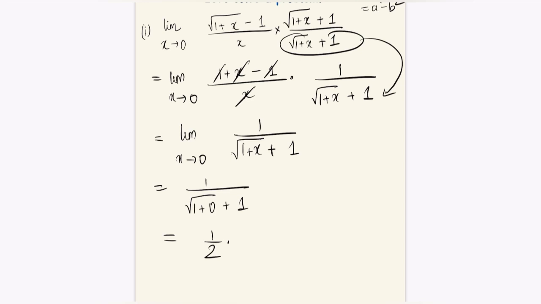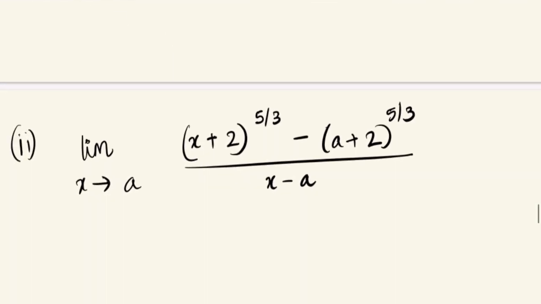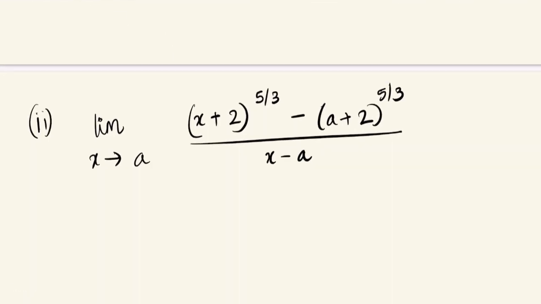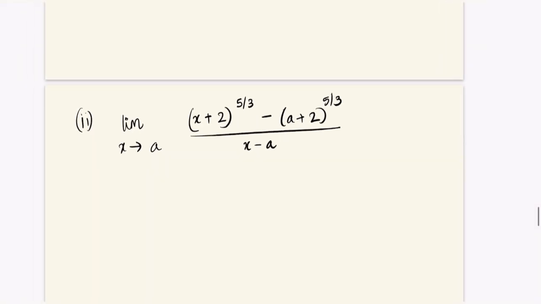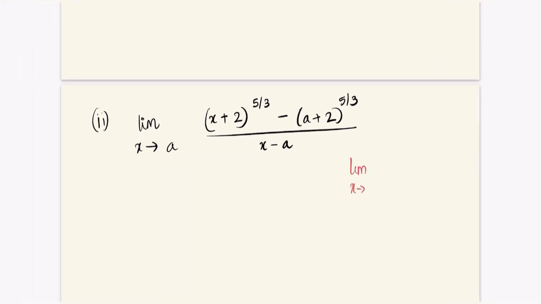Okay, this was a very easy problem. Let's move on to the next one. Limit of (x plus 2) the whole raised to 5 by 3, minus (a plus 2) the whole raised to 5 by 3, upon x minus a, as x approaches a. As you can again see, the formula that we are going to use is the first standard formula that we just now saw: limit of x raised to n minus a raised to n upon x minus a, as x approaches a, is n into a raised to n minus 1.